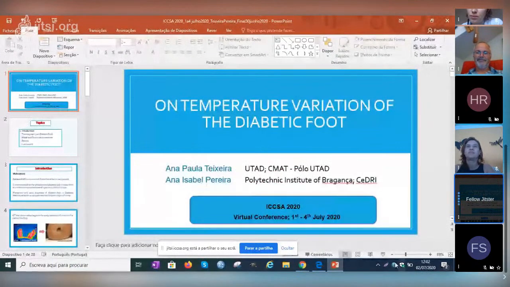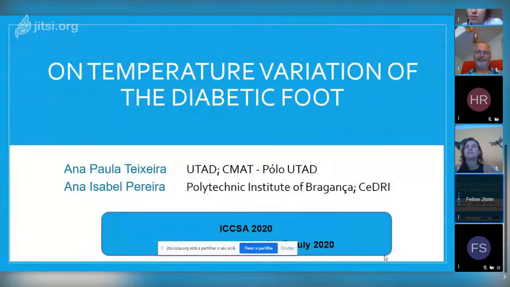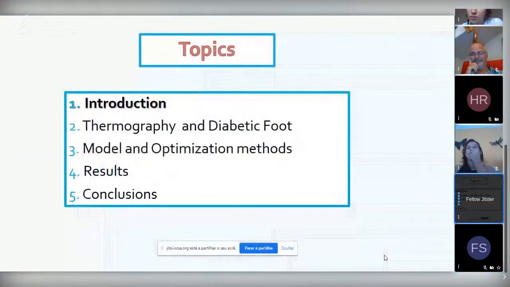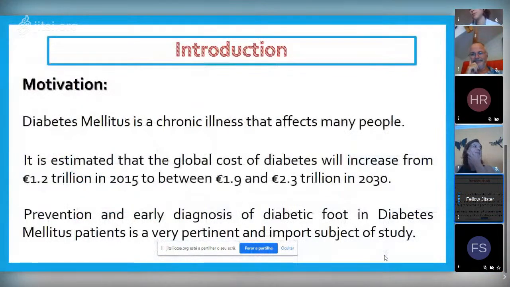Well, my name is Ana Paula Teixeira, and this work is a joint work with Ana Isabel Pereira. Well, I'll begin by telling you why we were motivated to work on this topic. Diabetes is a chronic illness and affects many people. High amounts of money have been spent dealing with these diseases.